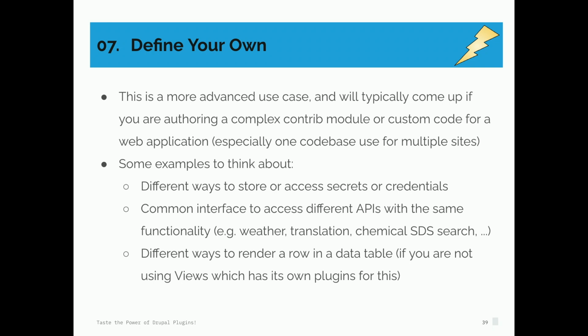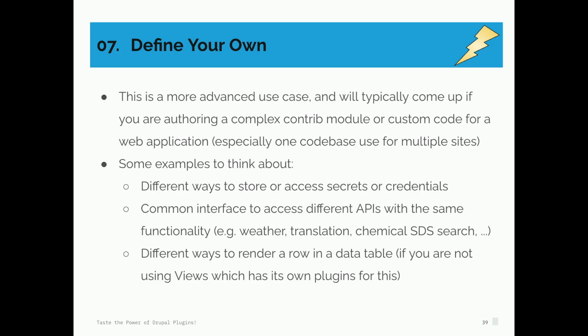Just off the top of my head, some use cases are different ways to store or access secrets or credentials in the back end, and common interfaces to different APIs with the same functionality. So you're deploying this platform for two different customers and they have different choices about which weather forecast service they want to use. You could implement that as two different plugins of the same type.